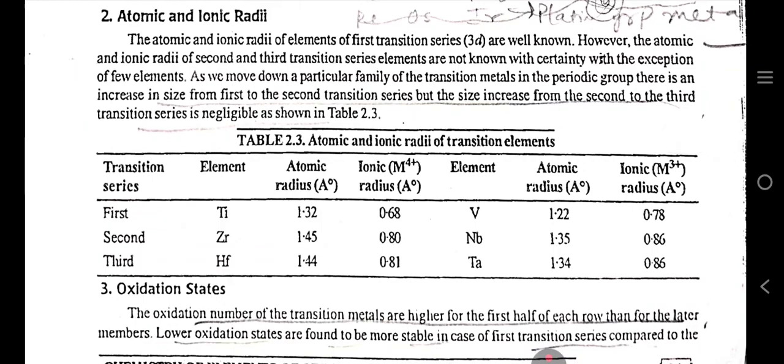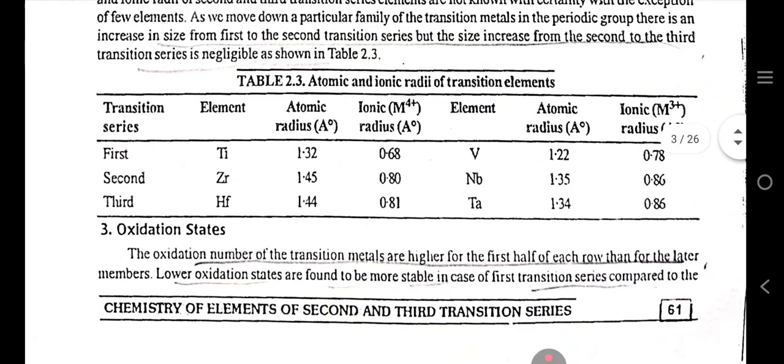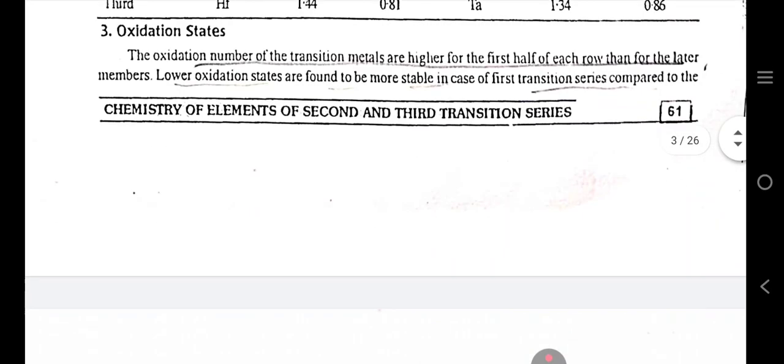Second, atomic and ionic radii. The atomic and ionic radii of elements of first transition series, 3D, are well known. However, the atomic and ionic radii of second and third transition series elements are not known with certainty, with the exception of few elements. As we move down a particular family of the transition metals in the periodic group, there is an increase in size from first to the second transition series, but the size increase from the second to the third transition series is negligible as shown in table 2.3.